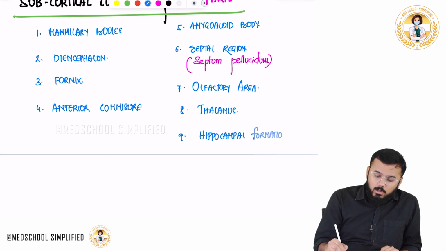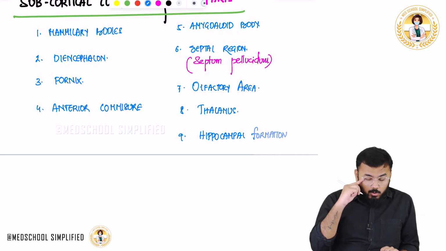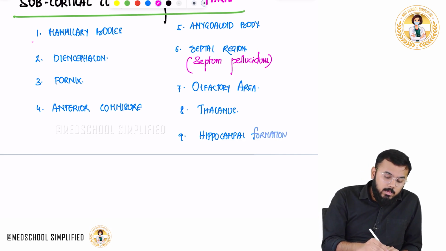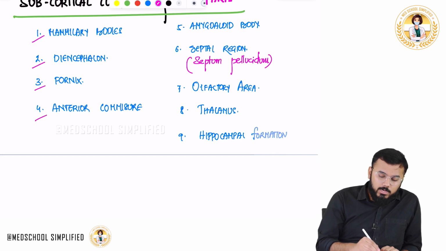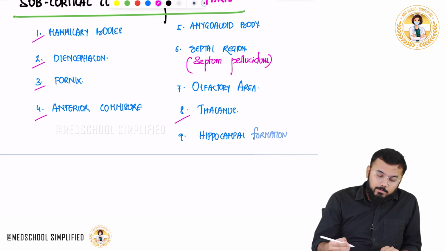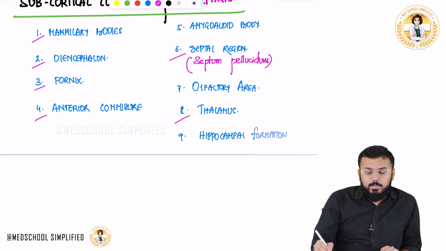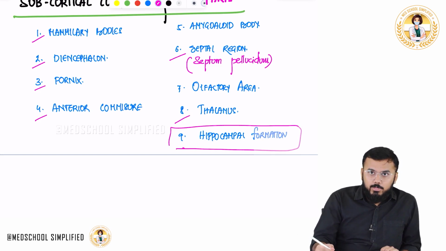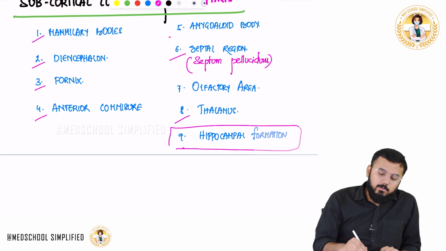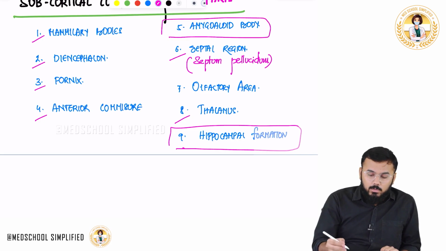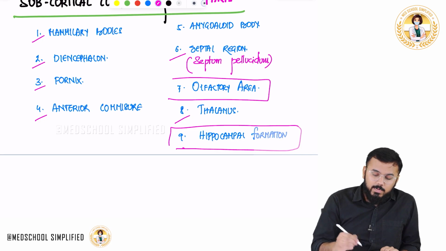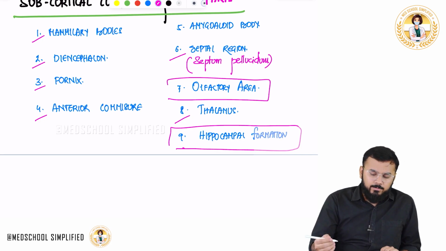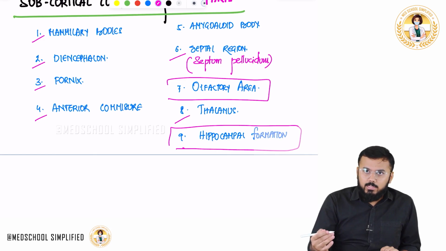So overall how many pictures do we have to draw? Overall I will draw three important pictures. In the first picture, mammillary body, diencephalon, fornix, anterior commissure, thalamus, and septal region will be covered. In the second picture I will draw the hippocampal formation. Right, in the third picture I will draw the amygdaloid body, the olfactory area and all. Okay, what are the things comprising the olfactory area? So these are the things I will be drawing in the three different pictures.